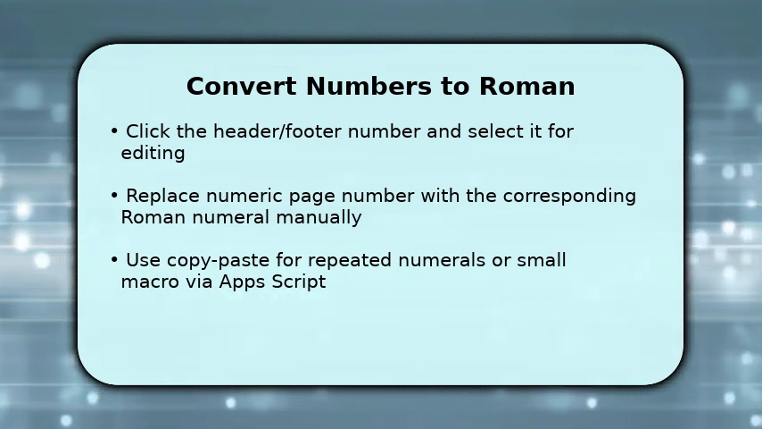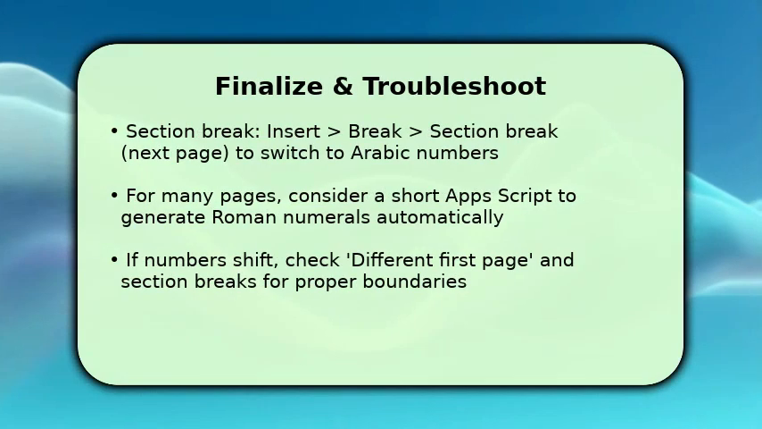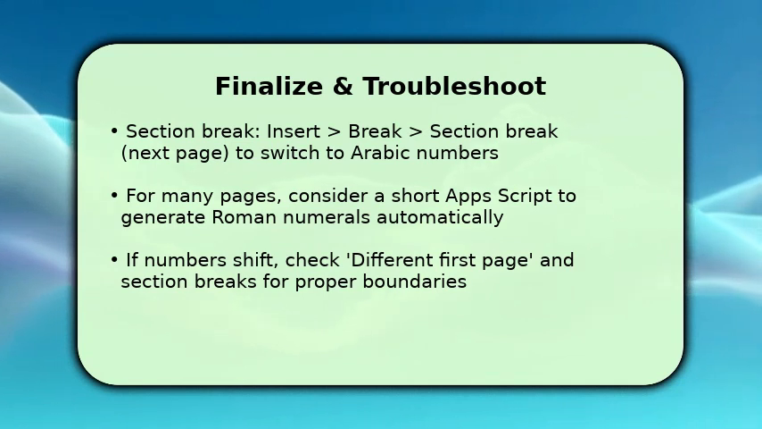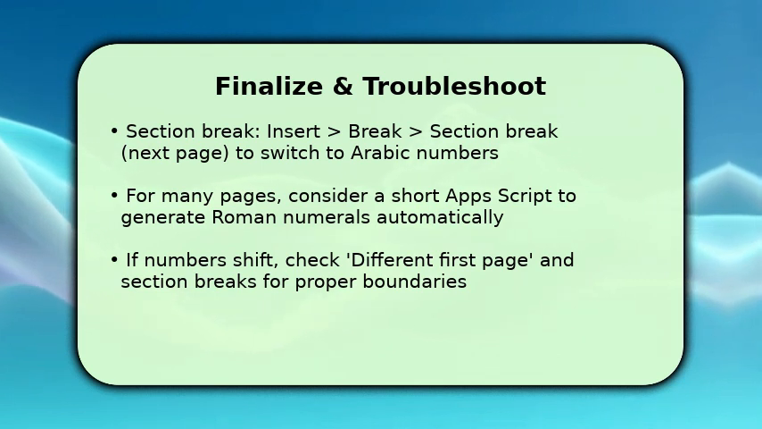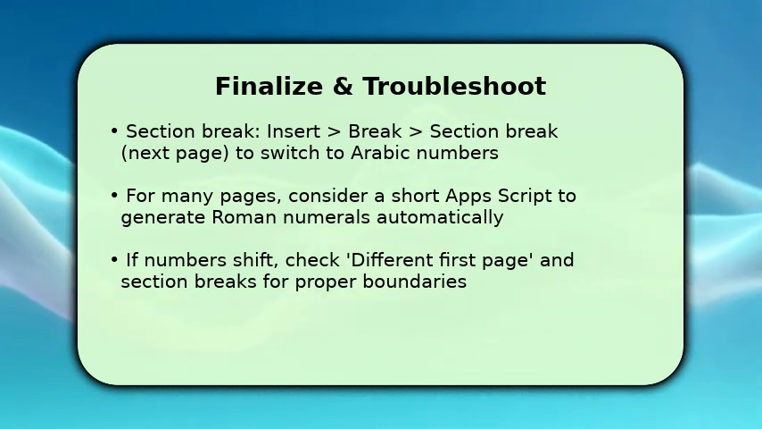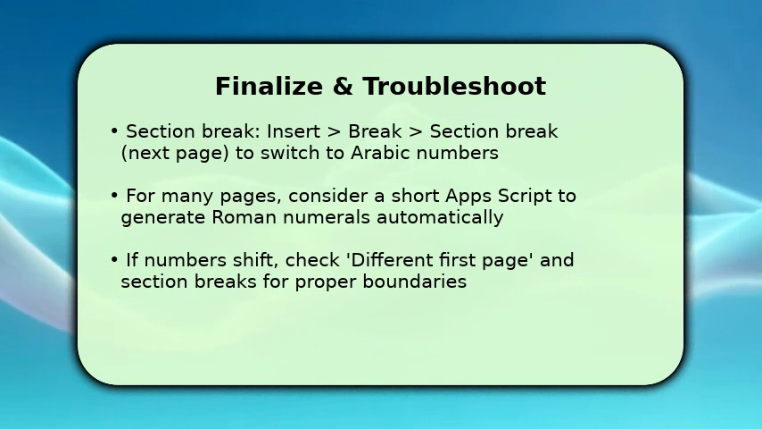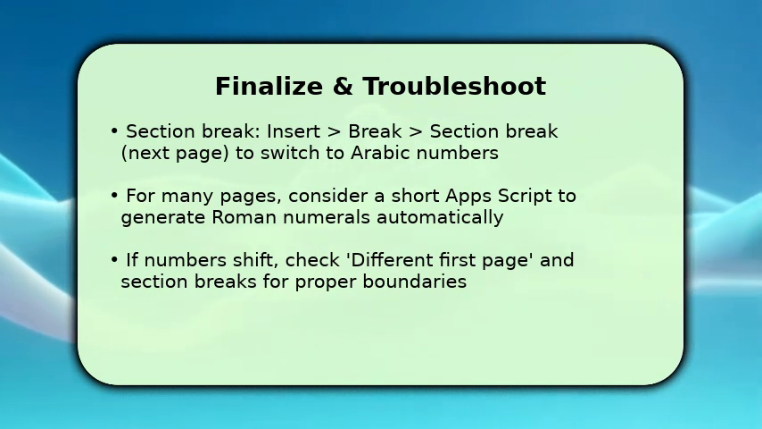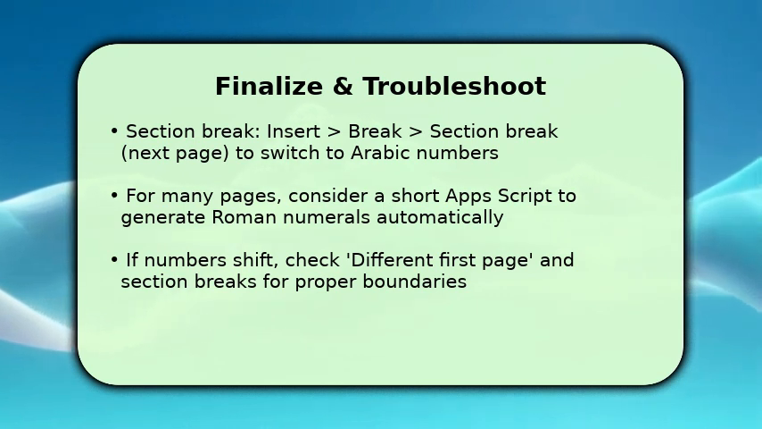Finish by inserting a section break where Arabic numbering should resume. This isolates the Roman numeraled front matter. Then insert page numbers in the new section using Arabic numerals. This prevents overlap. If you have many front pages, use a small app script to auto-convert page indices to Roman numerals and populate headers automatically. That saves time and avoids manual errors.